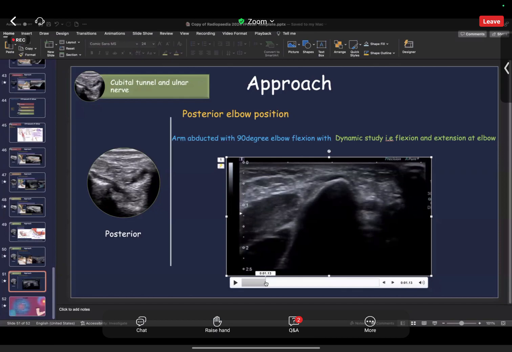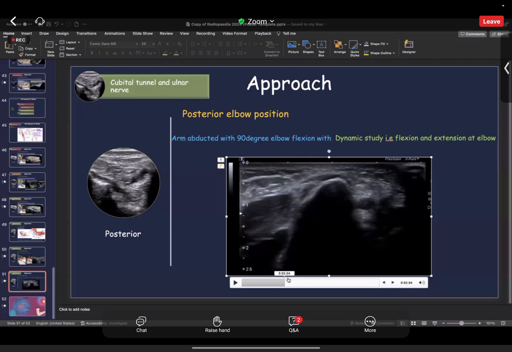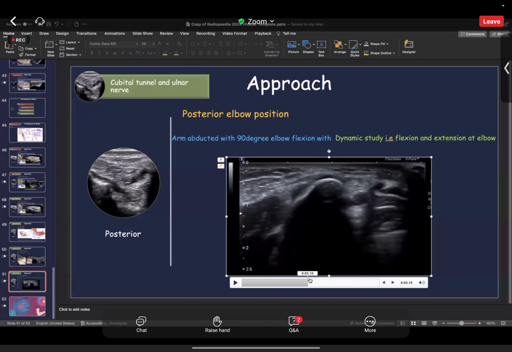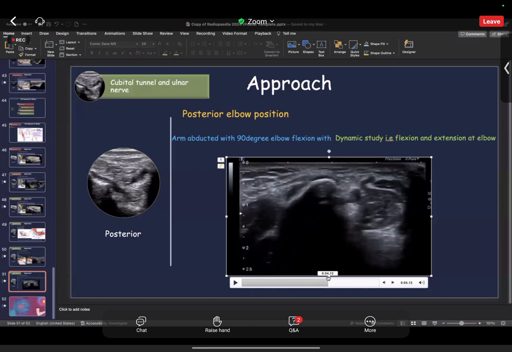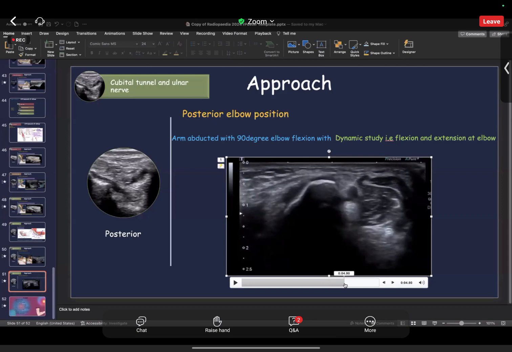This is in extension, what I have examined. Now I have asked to do flexion. So during flexion, what happens? This ulnar nerve will sublux over the medial epicondyle. So you may have isolated snapping of the ulnar nerve, or you may have an association with the triceps muscle also. Sometimes there is a hypertrophy of the triceps muscle.